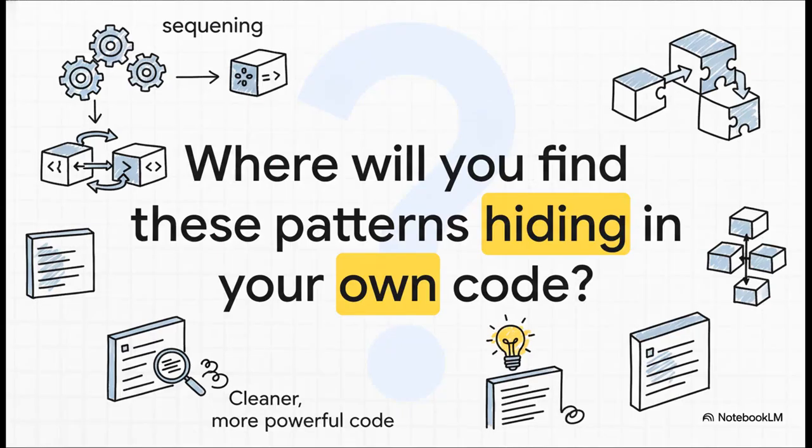So I'll leave you with a question. Now that you can see these fundamental patterns of combining, mapping and sequencing, where are they already hiding in your own code? And how can you start using them consciously to write even cleaner, more powerful software?